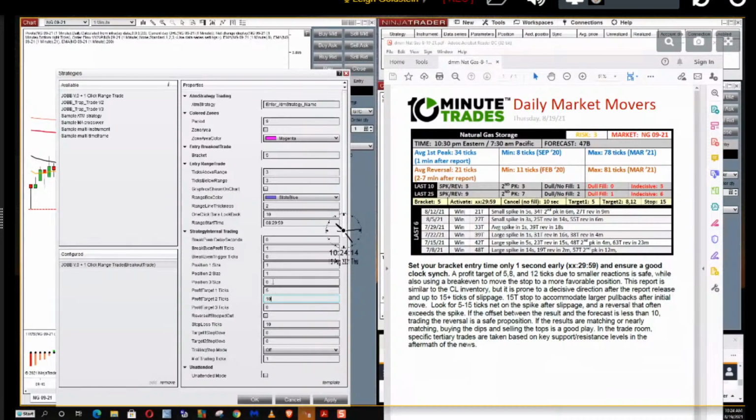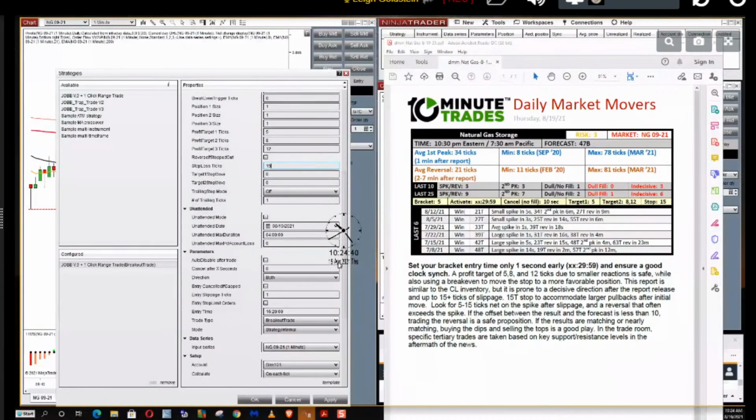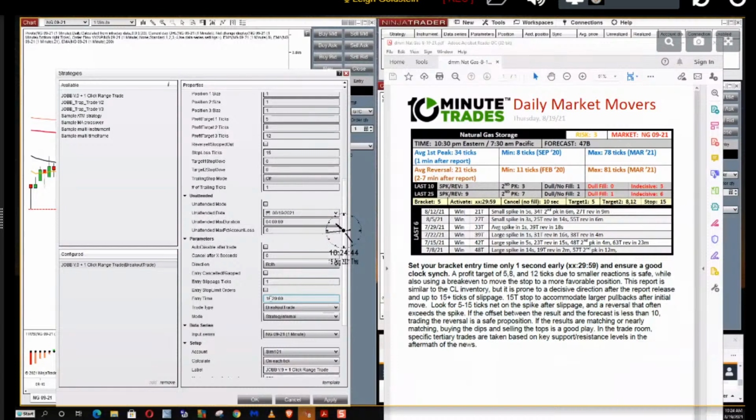So you have to put 3 positions in. 1, 1, and 1. Position size 1 is 1. Position size 2 is 1. Position size 3 is 1. Profit target 1 is 5. Profit target 2 is 8. Profit target 3 is 12. Stop loss is 15. I've been trying to shrink this stop, and in all the testing, nobody is able to recommend using a lesser stop. Entry time is 10:29:59 on natural gas.